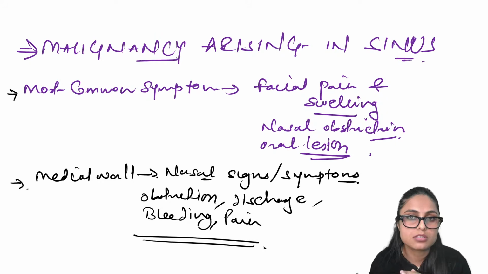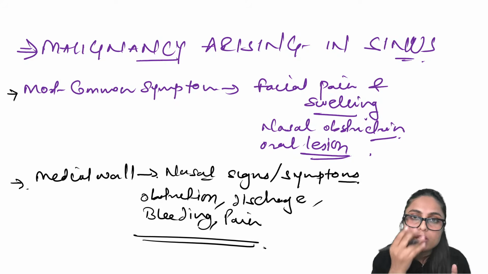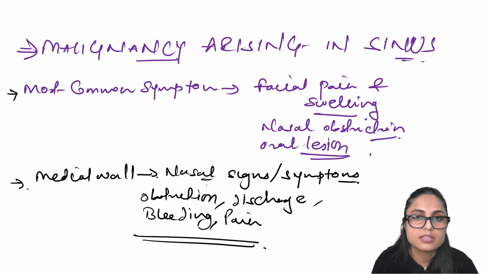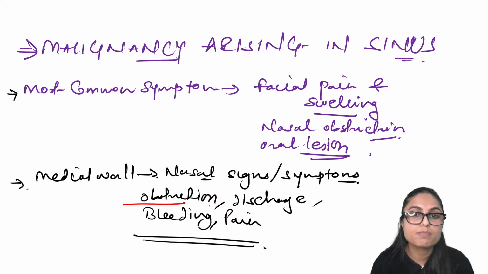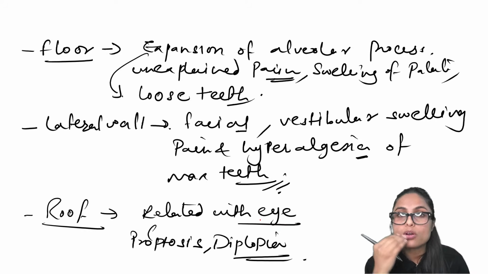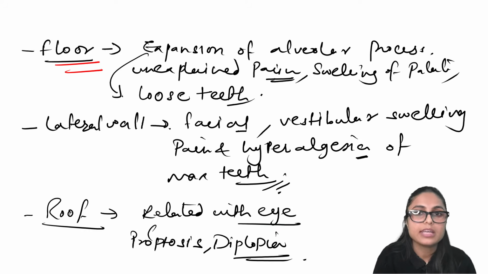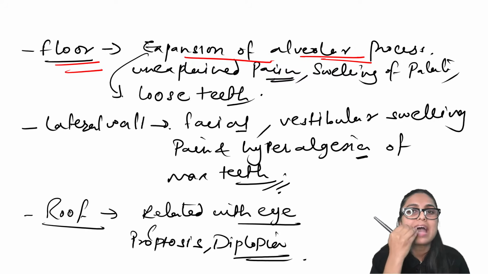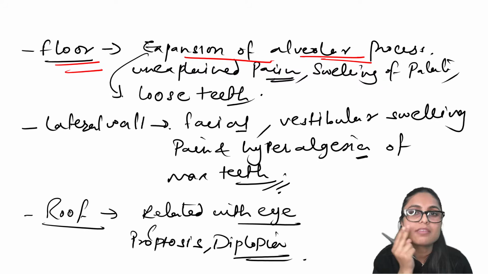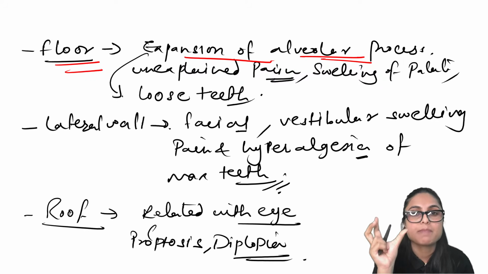When the medial wall, which is in proximity to the nose, is affected, you get all the nasal signs and symptoms, that is, nasal obstruction, nasal discharge, bleeding from the nose, or pain in this region. Next, if the floor of the maxillary sinus is affected, then what you can see is expansion of the alveolar process, meaning the palatal region. You can just palpate the palatal region or the vestibular region. You can feel the expansion.